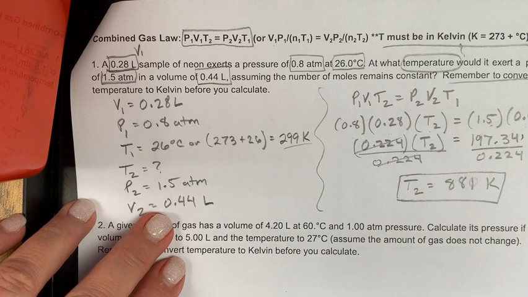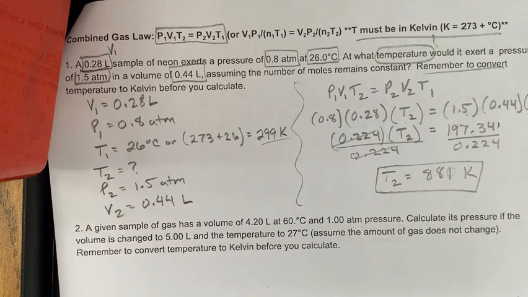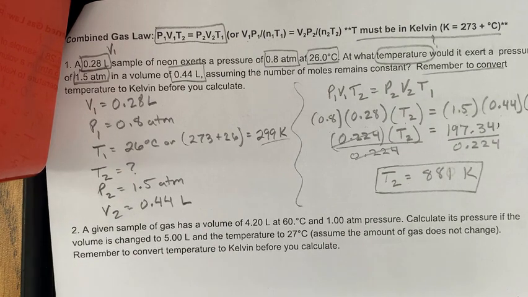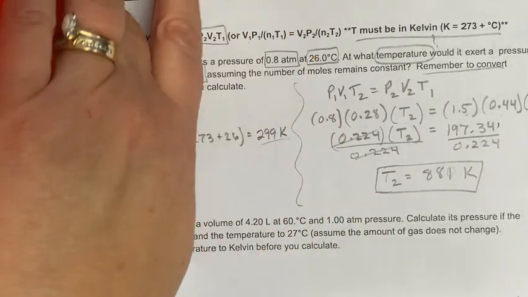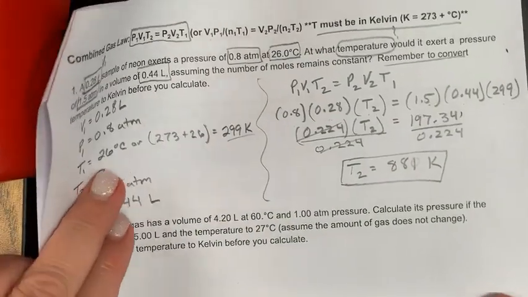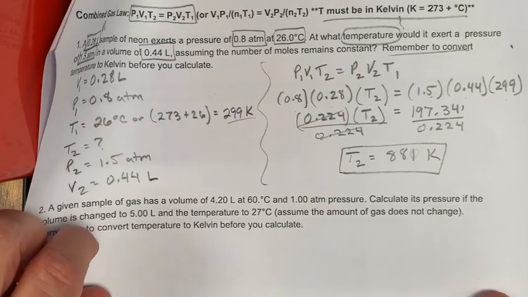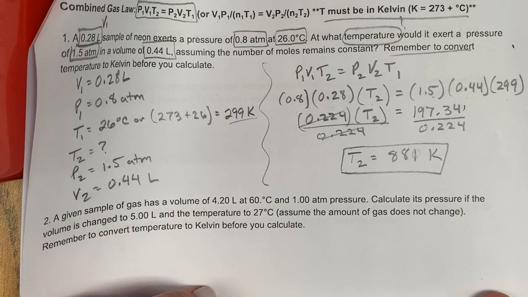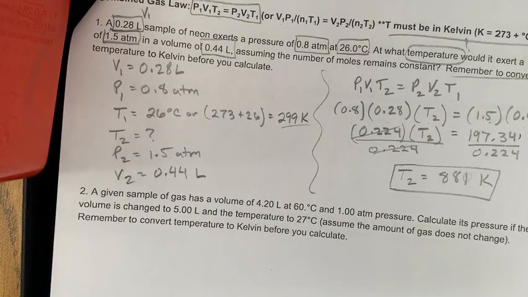All right, so that's how we do the ones with the combined gas law. P1V1T2 equals P2V2T1. Again, if you have questions about this, not sure what's happening, then just let me know Thursday. Okay? I'll have this posted in Google Classroom so you can open this up and check this out at your leisure.